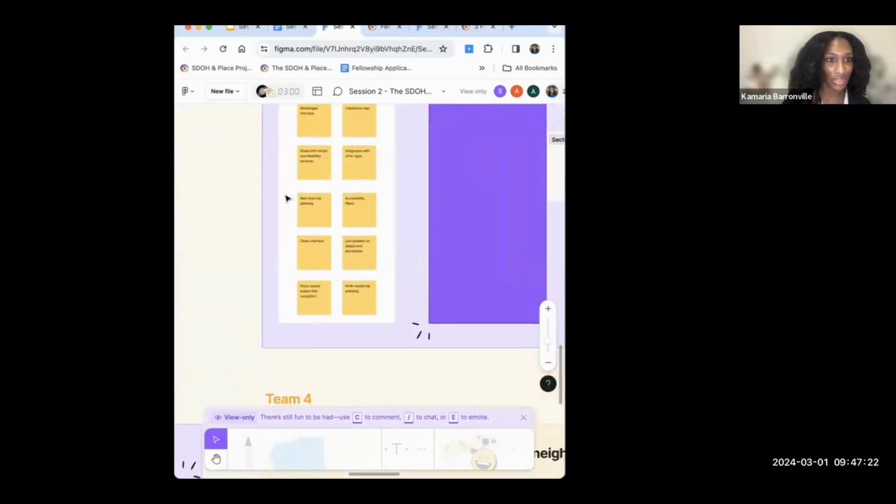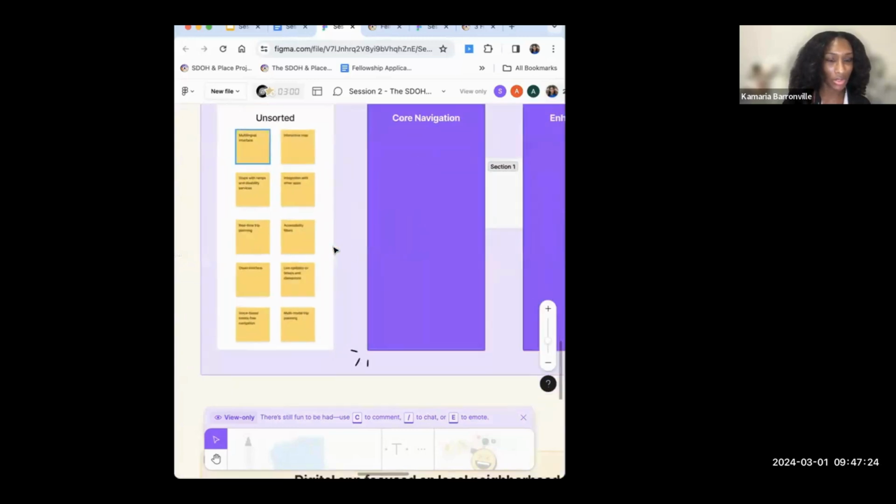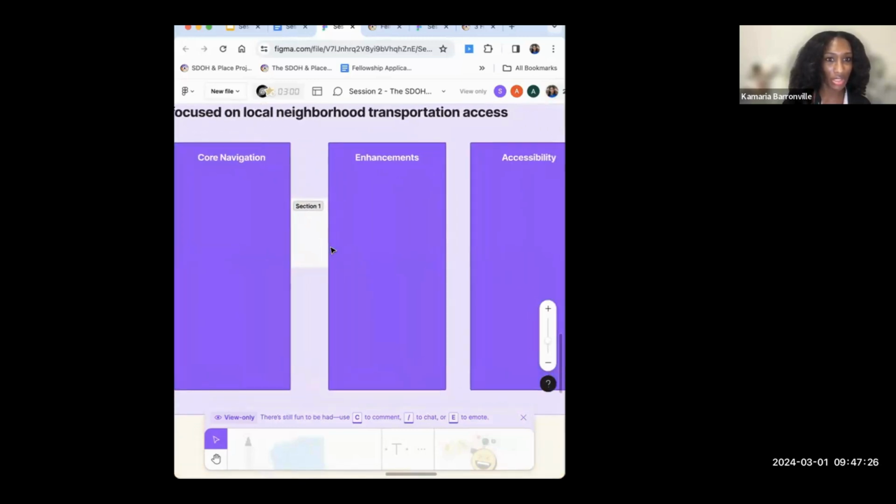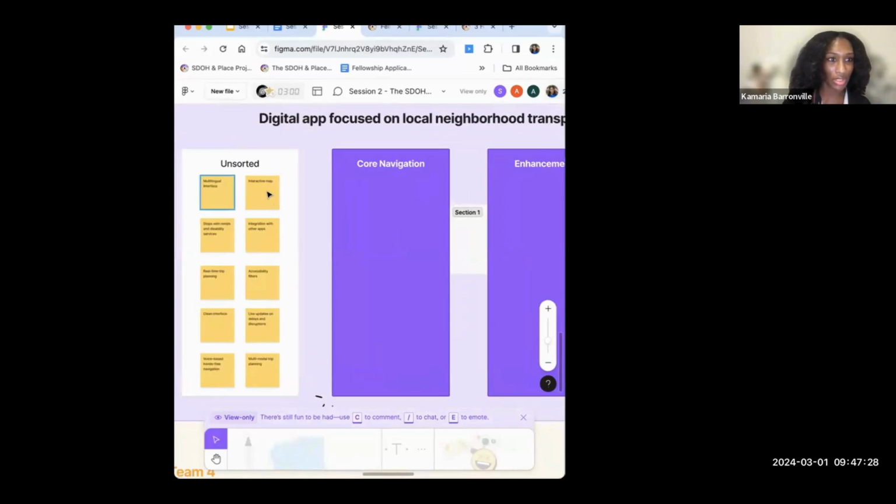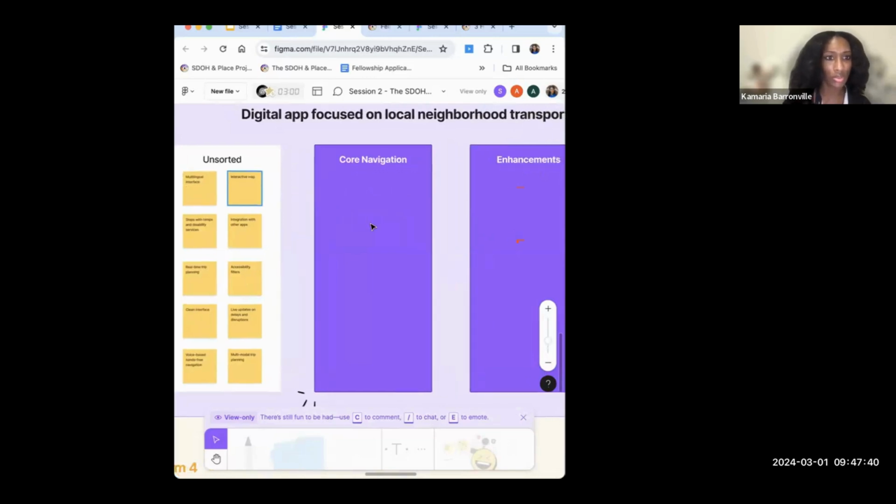And then, like I said, you have your sticky note, you pick one. Where do you think you'll go? Would it go in the core navigation, enhancement, accessibility? Let's say if I pick interactive map, I might want to... Oh, for some reason I can only view. Maybe hopefully everyone else can see it. But anyway, you would just basically drag it to the appropriate area.